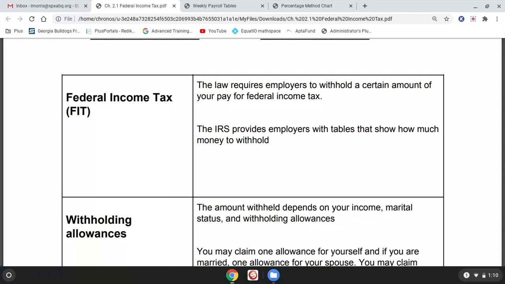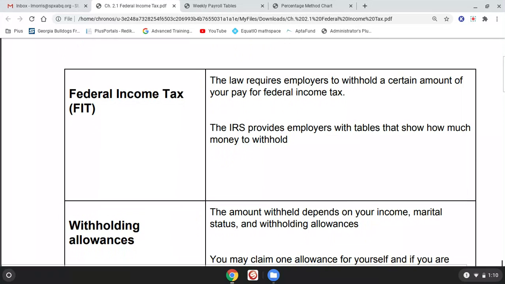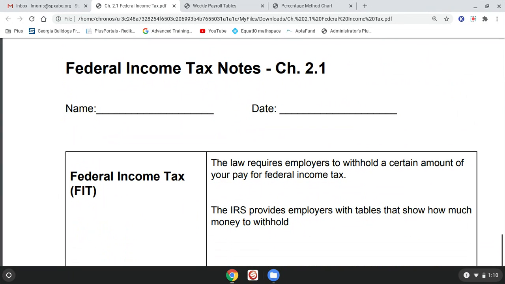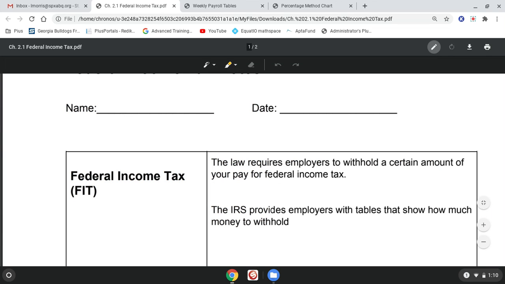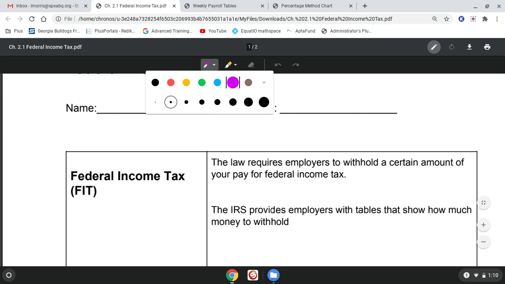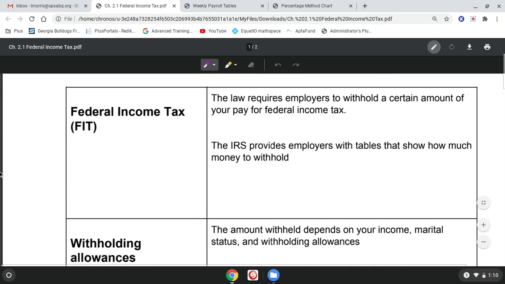Today we've got federal income tax, and this is going to start chapter 2 of our book, but I'm pretty much taking everything from the book for you, so you don't really have to worry too much about that. All right, so federal income tax.